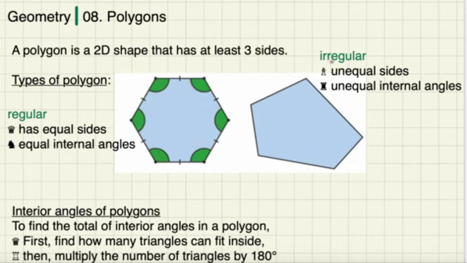The other group of polygons are known as irregular, and irregular polygons have unequal sides. So for instance, this side is longer than this side, this side is even longer, and then there's a short one and a very long one. So this is very much a polygon, but it's got unequal sides, so it's irregular.